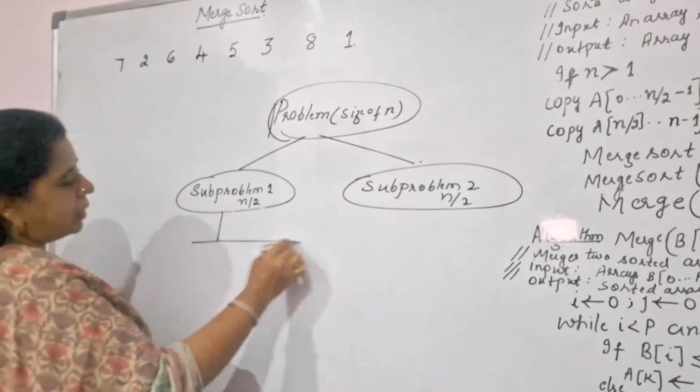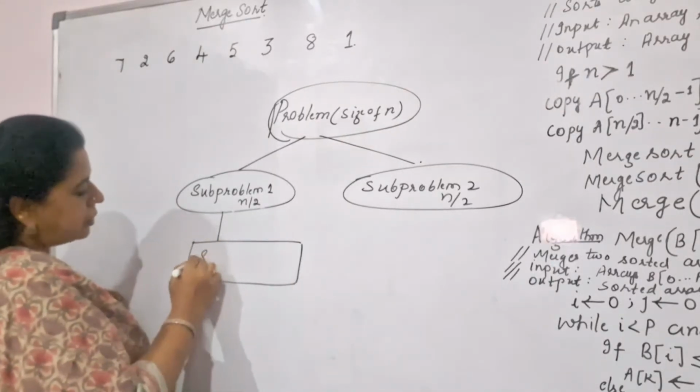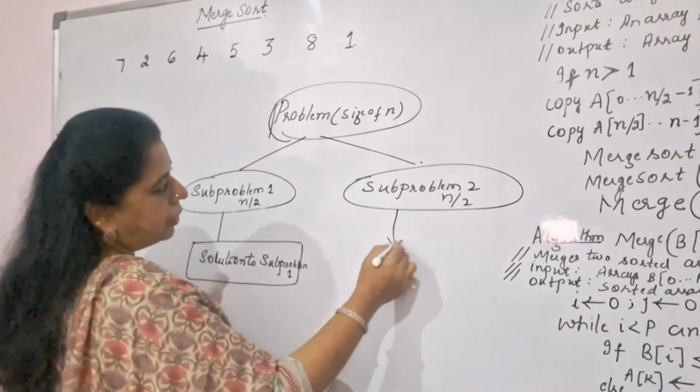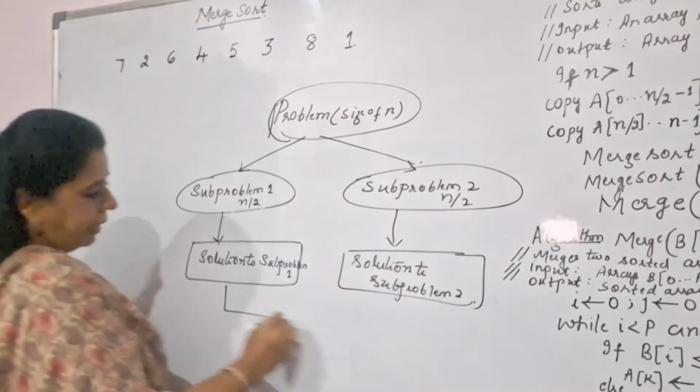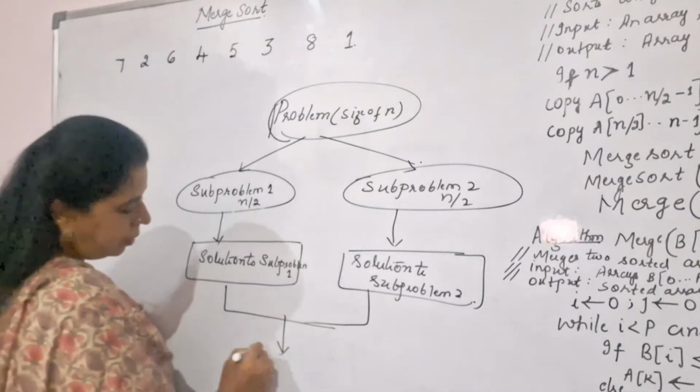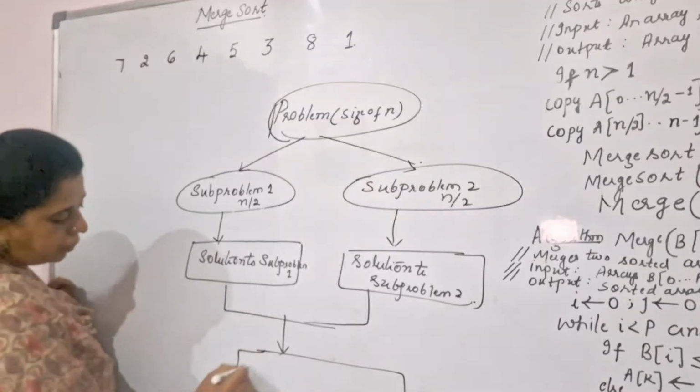Then you are finding what? The solution to sub problem 1, then the solution to sub problem 2. You combine the solutions to get what? The solution to the original problem.